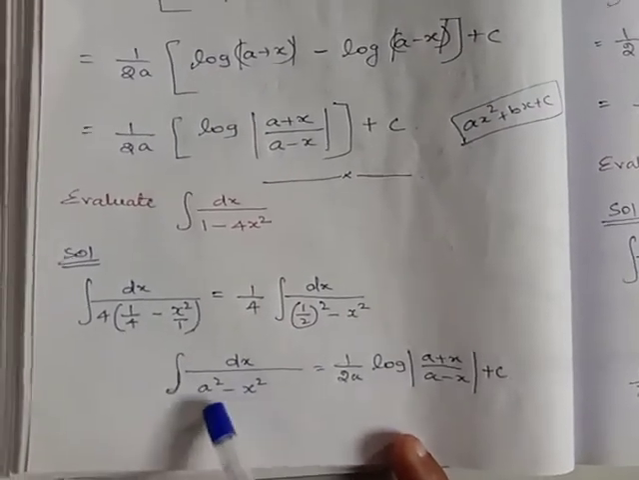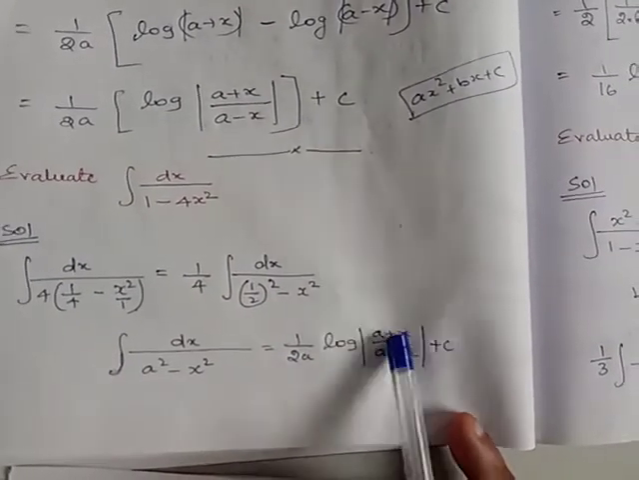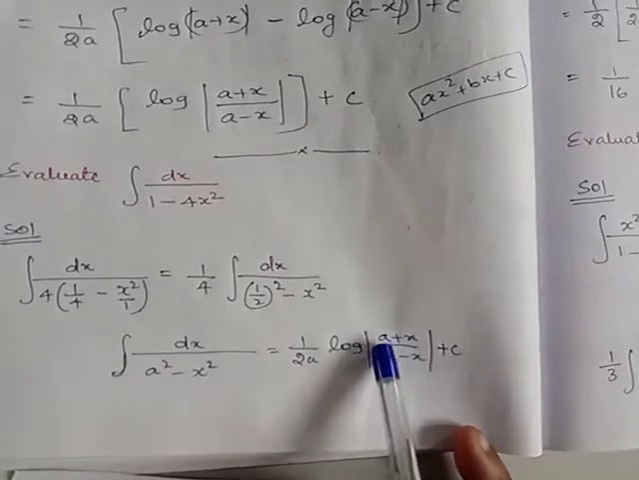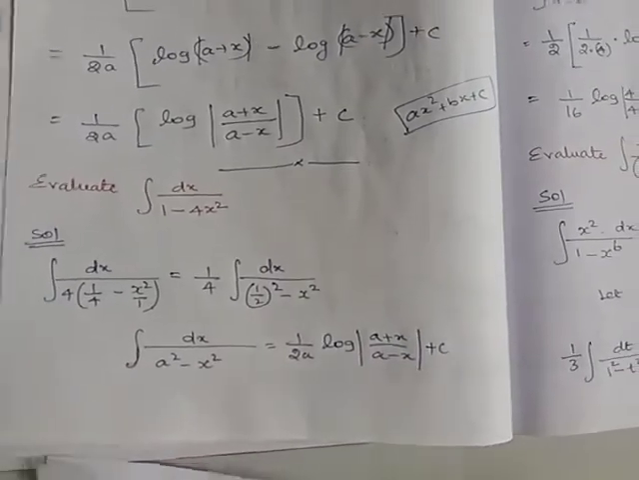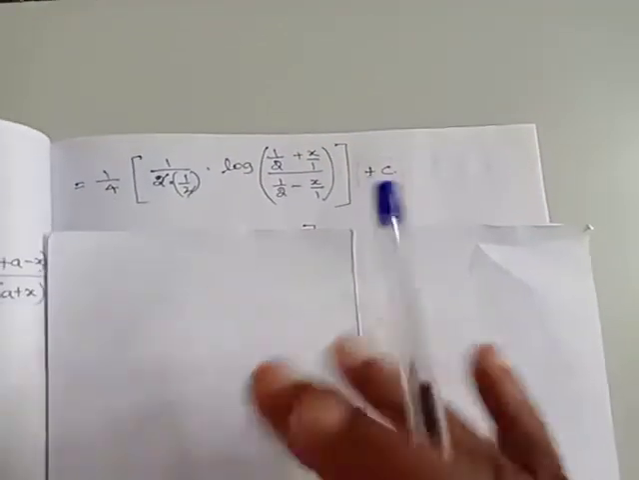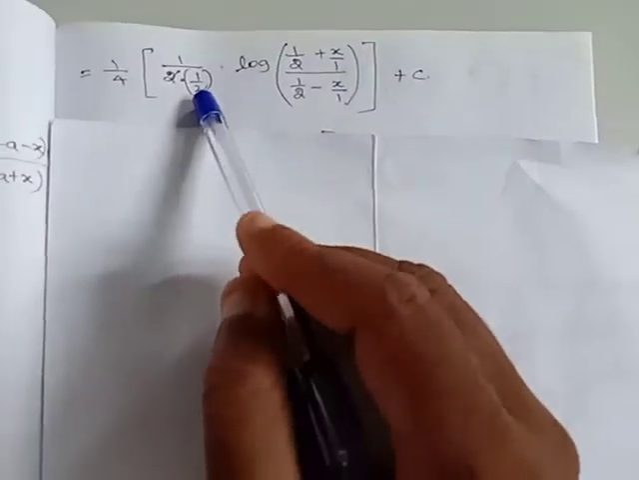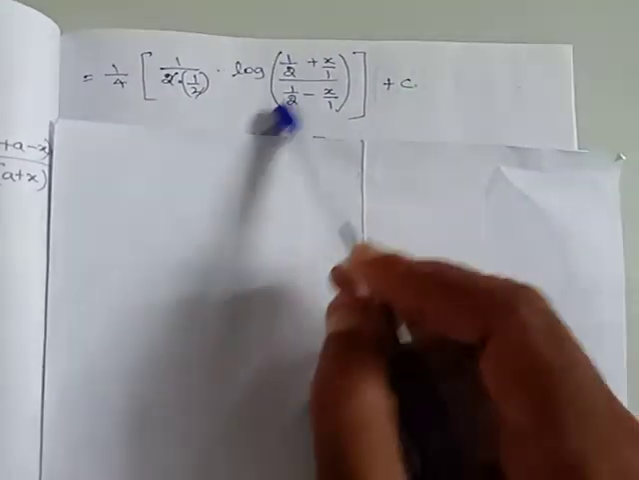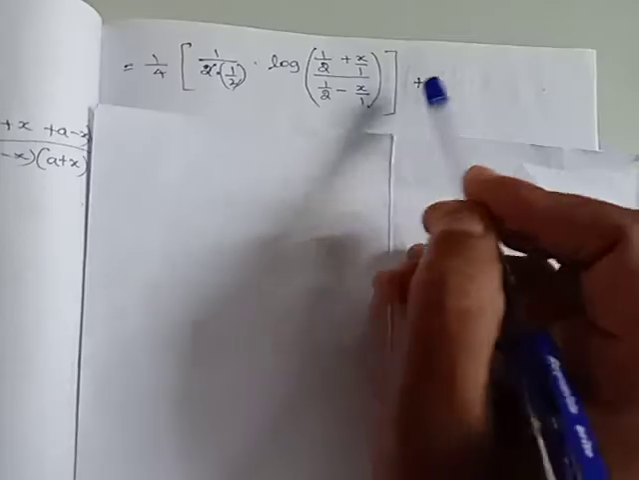So the integration of dx divided by a square minus x square formula is 1 by 2a into log mod a plus x divided by a minus x. In place of a we will substitute 1 by 2, and x will be maintained as it is. So the answer for this question will become this 1 by 4 as it is. For this integration we will have, as per the formula, 1 by 2a, in place of a we substituted 1 by 2, log mod a plus x divided by a minus x plus c.